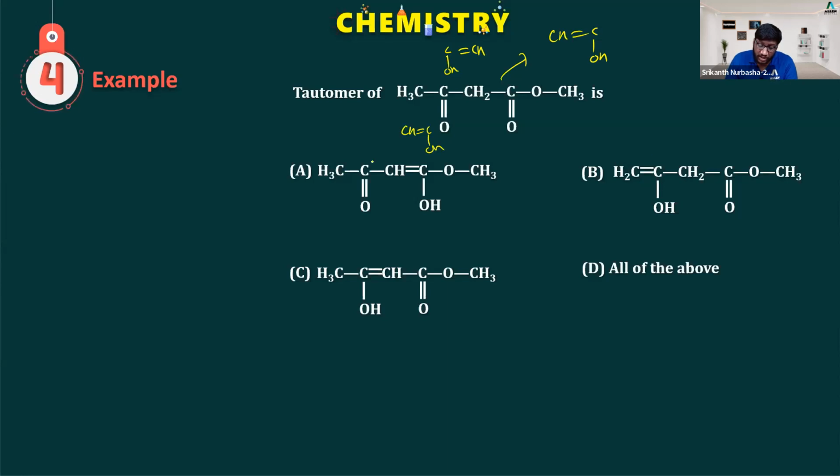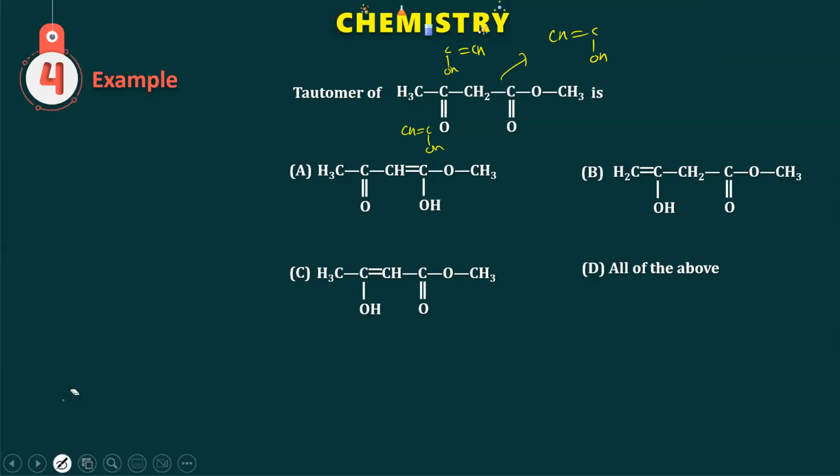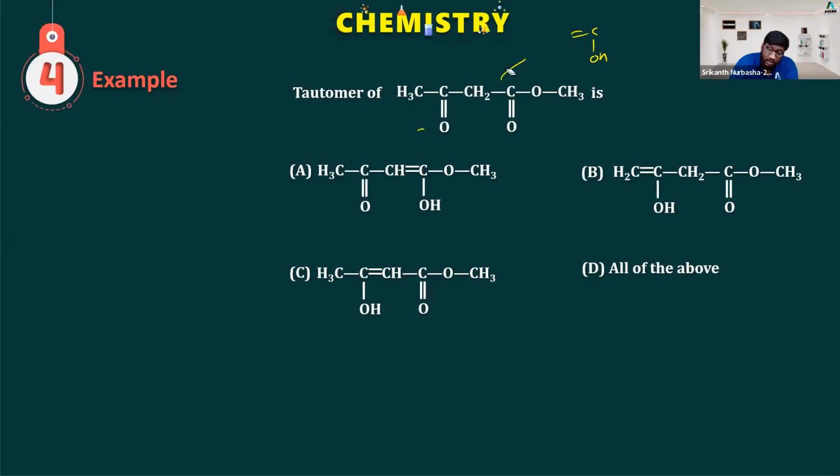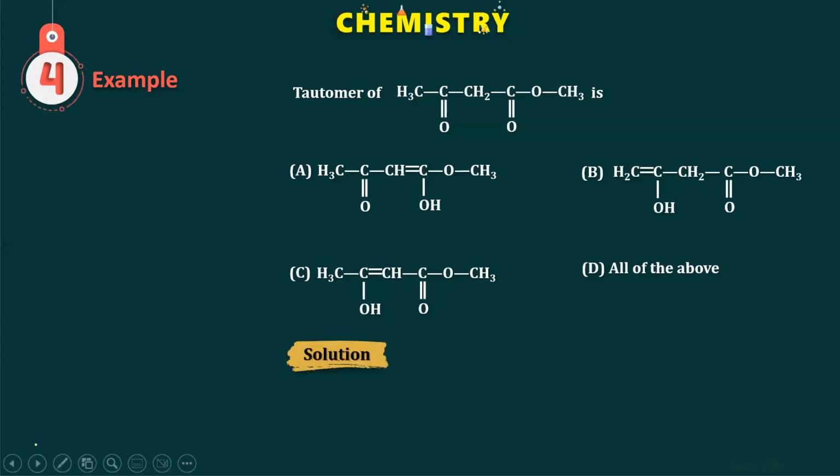This is possible. CH3 C double bond, or CH double bond COH, is possible. CH3 COH C double bond CH is also possible. So how many cases are possible in total? All the three are possible or not? Yes, sir. So which is the right option? The right option is going to be all of these, because all the three cases are possible.